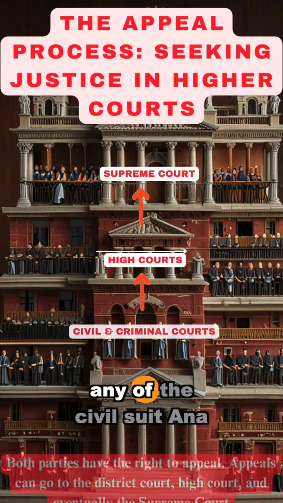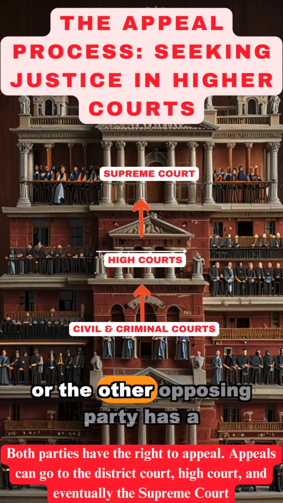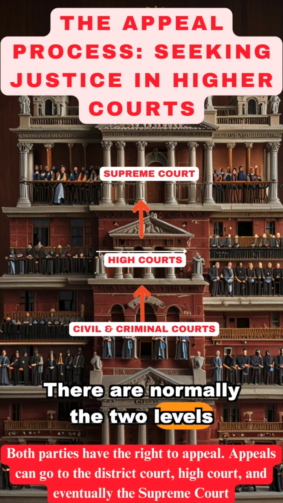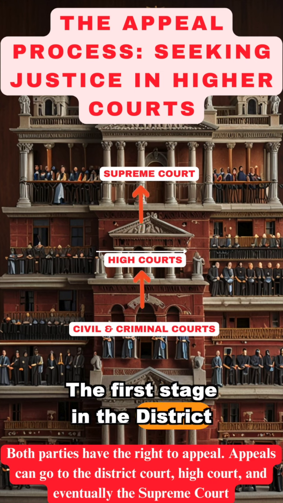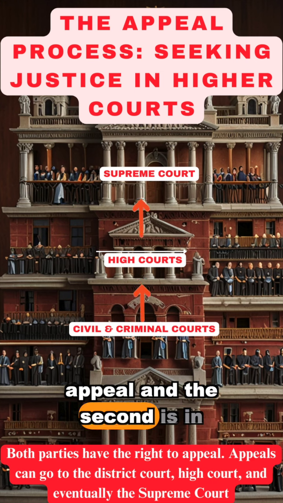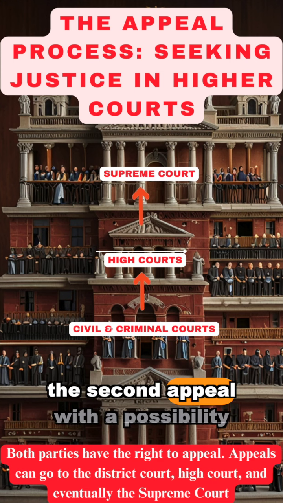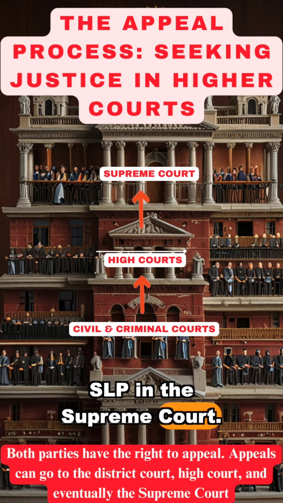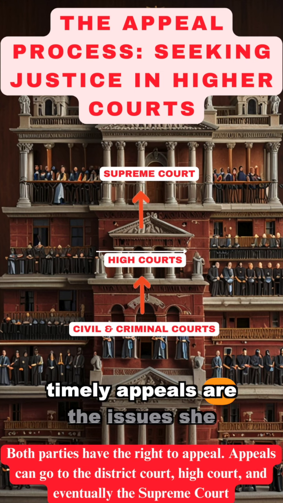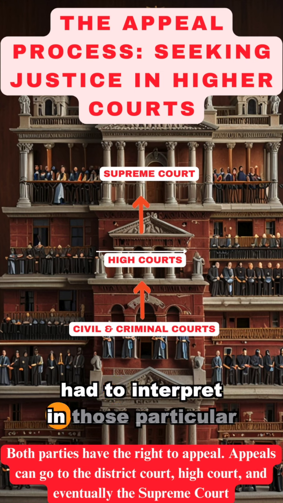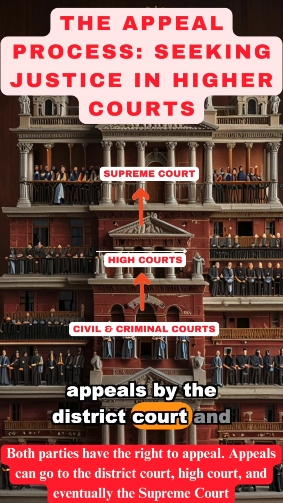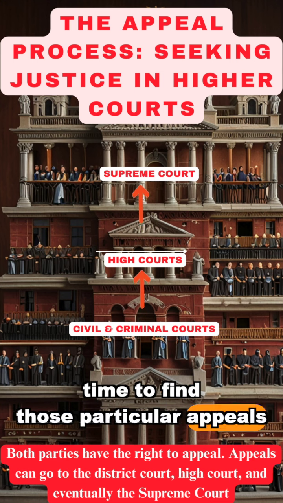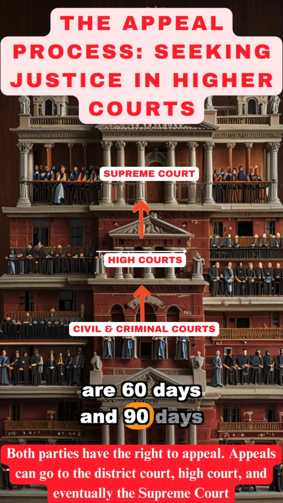It has to be understood that in any civil suit, Anna or the opposing party has a right to appeal against the judgment. There are normally two levels of appeal. The first is in the district court, which is called the first appeal, and the second is in the high court, which is called the second appeal, with a possibility of a final appeal or SLP in the Supreme Court. Timely appeals are essential for the district court and the high courts to entertain them, and normally the time to file those appeals is 60 days and 90 days in India.